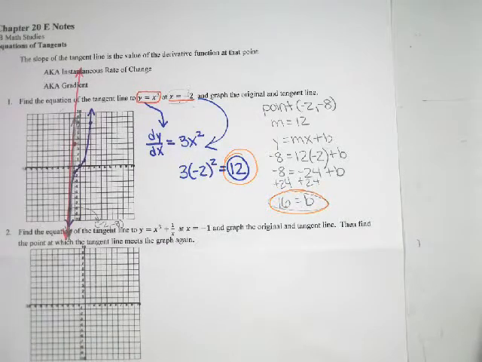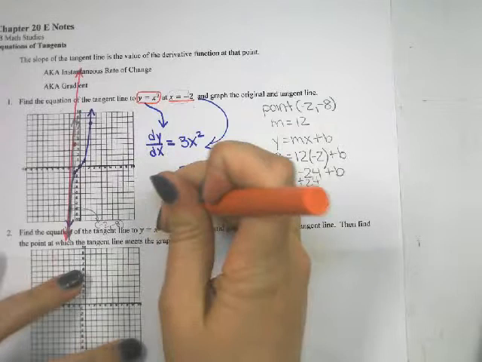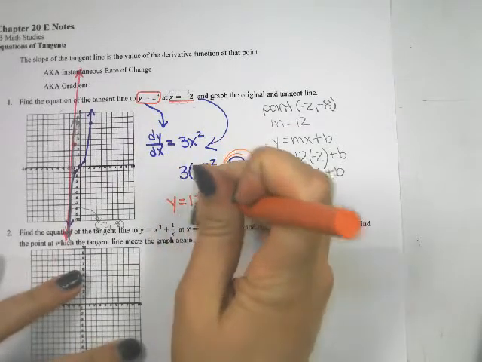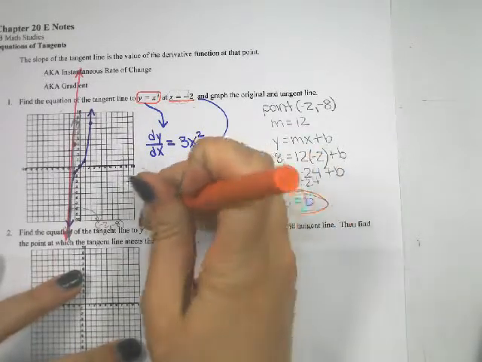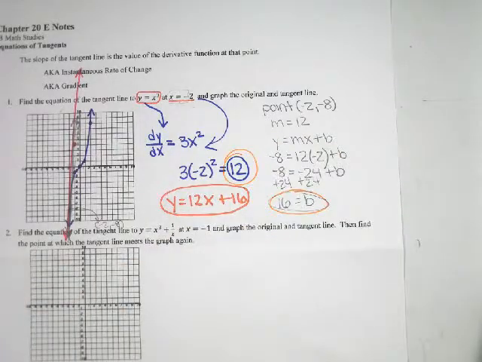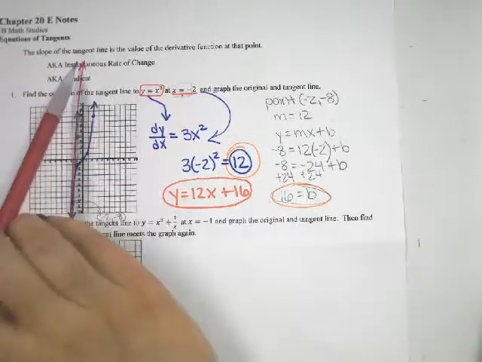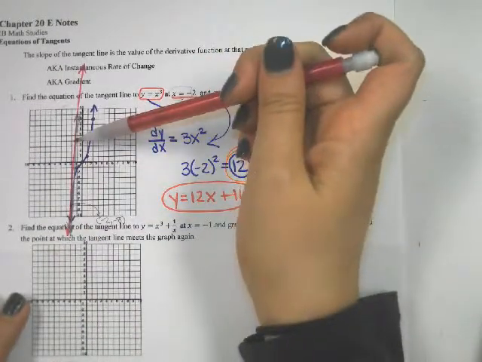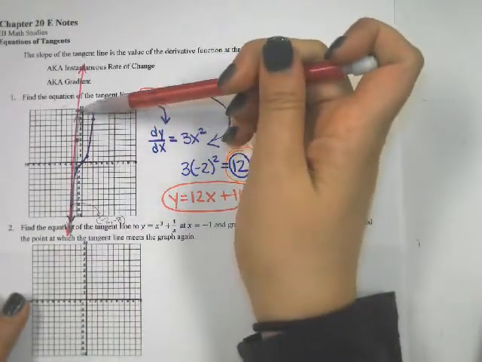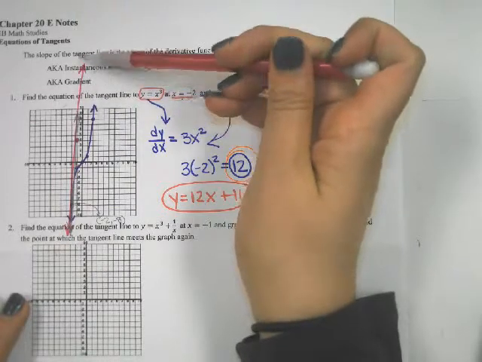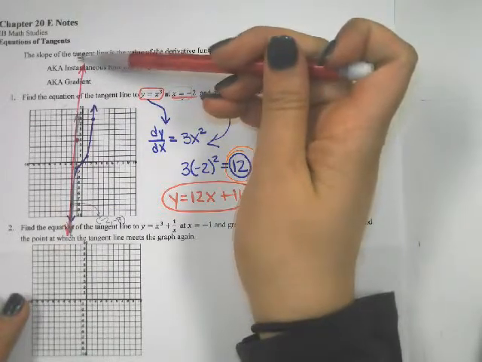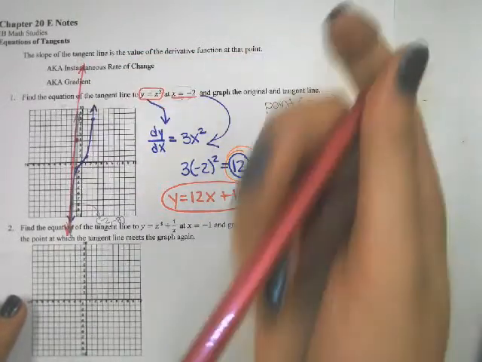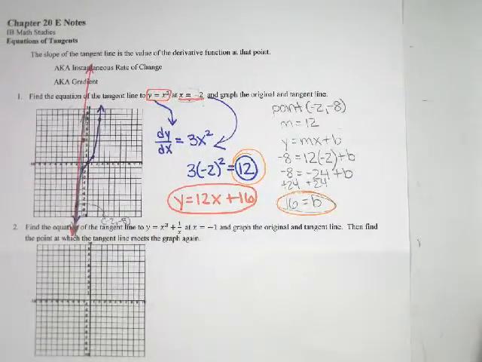So the equation of my line is y equals 12x plus 16. 16 seems like a reasonable y-intercept because my point is all the way up here. Whenever I rose 1, 2, 3, 4, 5, 6, 7, 8, 9, 10, 11, 12 over 1, I was up here at 16. Seems reasonable. That's the equation of my line.